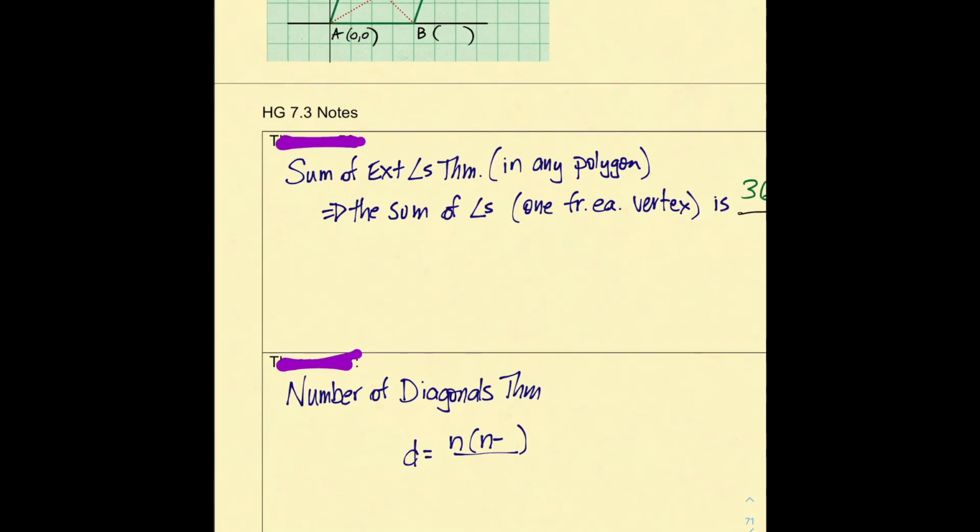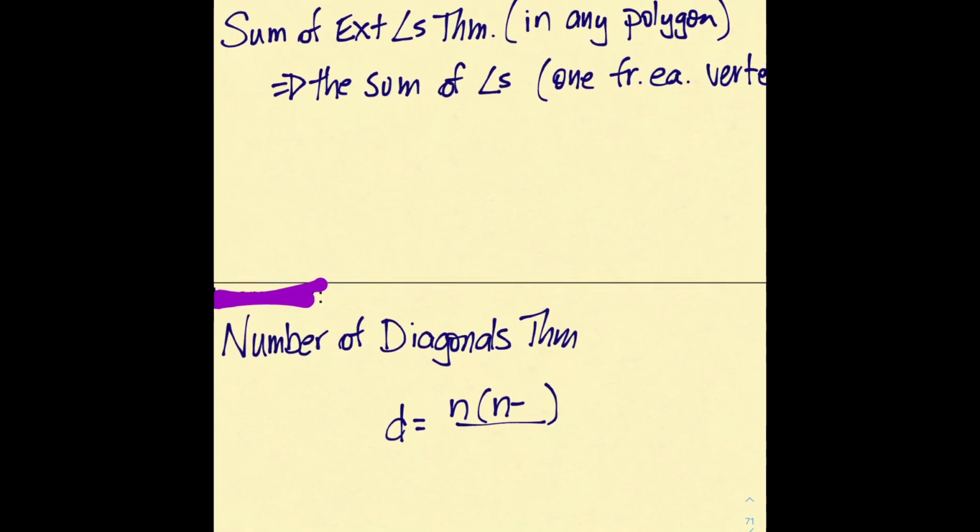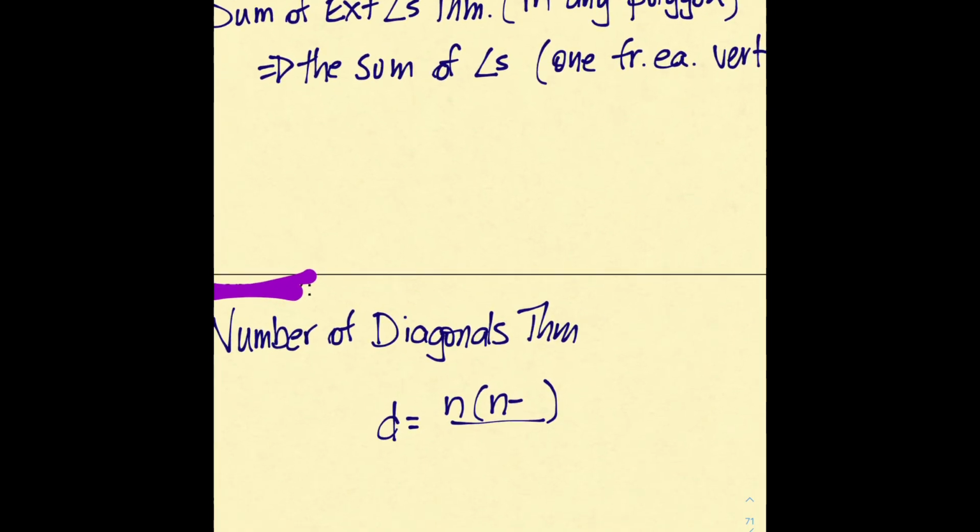How do I get the number of diagonals in a polygon? We did this a while back. It was one of the exercises. You might have forgotten it by now. But to get the number of diagonals, I should actually spell out the word diagonals here. Let me do a quick switcheroo on you.